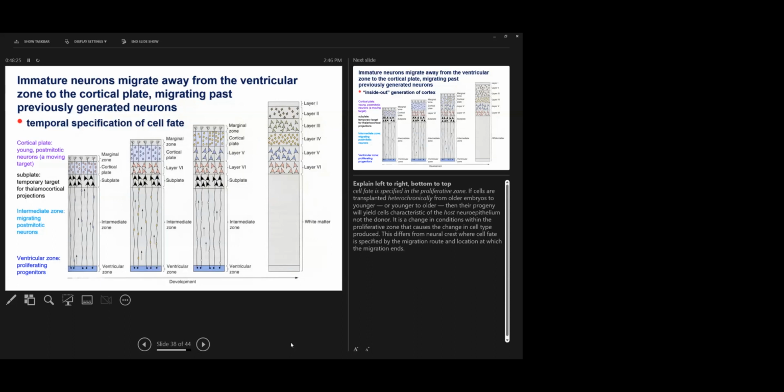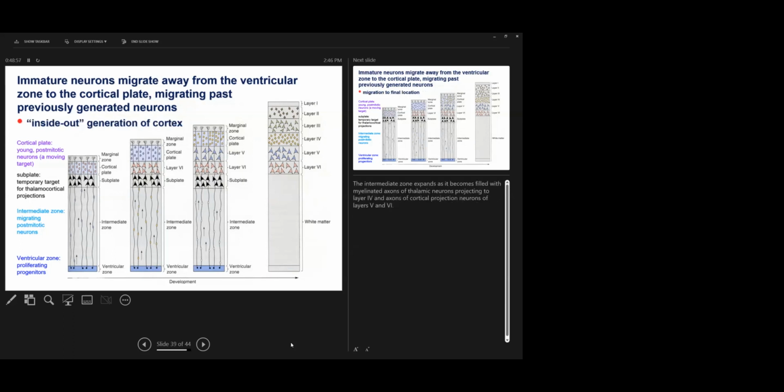You have the ventricular zone and the intermediate zone. The ventricular zone has the neural progenitors, which form the neurons and also the glia. After formation, the neurons migrate to different layers. At the earliest stage, you have formation of the intermediate layer and the subplate layer. So there is a temporal specification of cell fate: which cell will form at what time depends on the developmental time. In the earliest stage, you have formation of the cortical plate, subplate, intermediate plate, and ventricular plate.